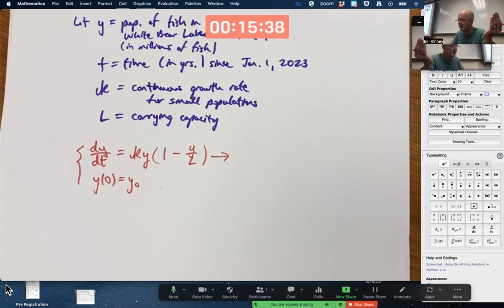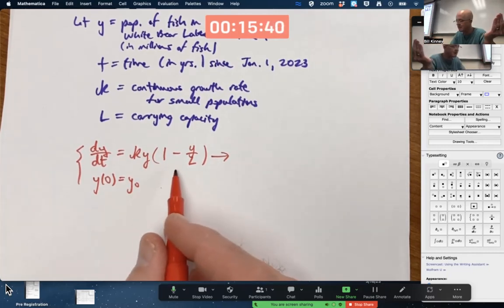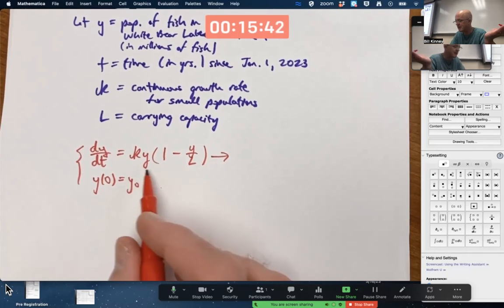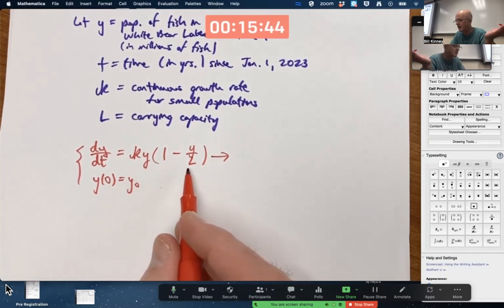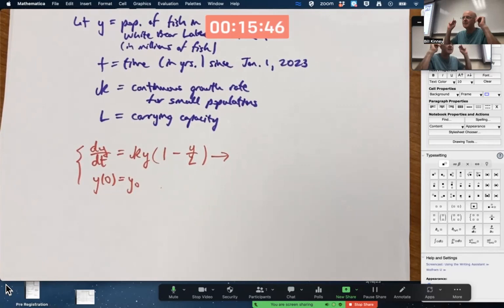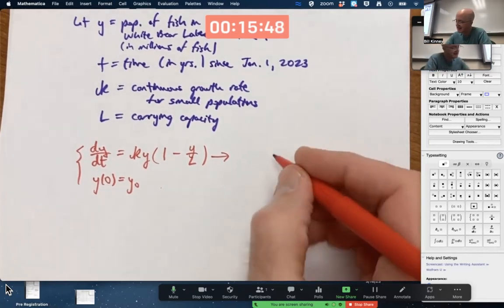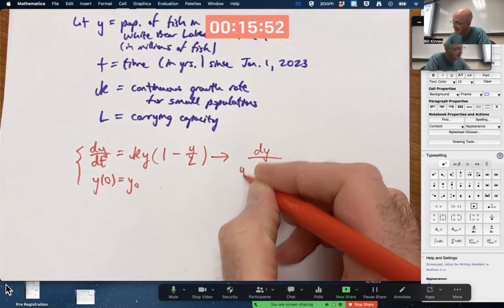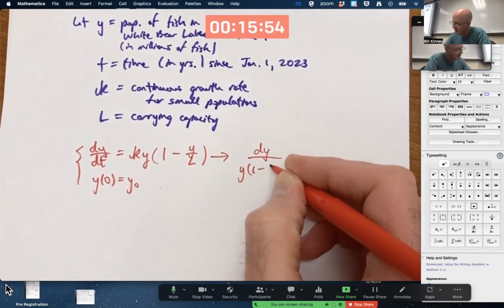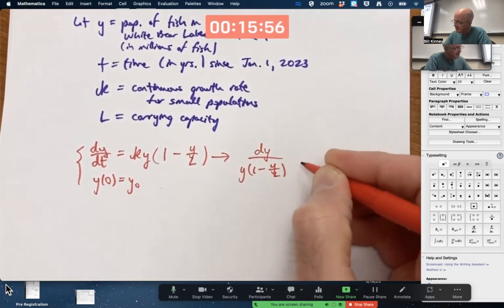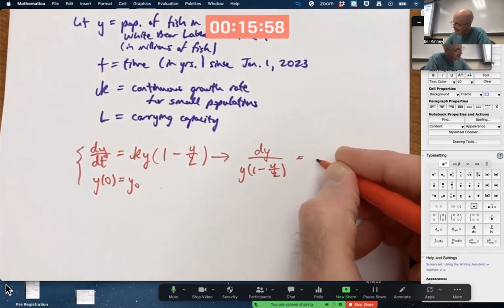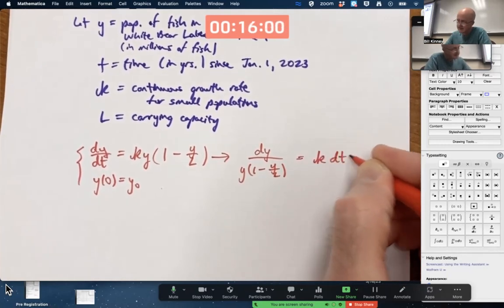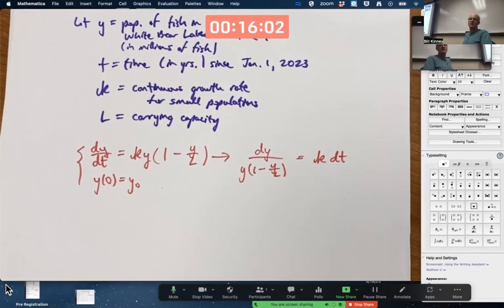I'm going to divide both sides by everything that involves y. In fact, essentially divide everything by y times 1 minus y over L, and pretend like I'm multiplying everything by dt, even though that's not literally what's going on. I'm really just rewriting the differential equation in an equivalent form, pretending that I'm multiplying both sides by dt and writing the differential equation in this form. And this is where we get the urge to integrate both sides, and that is a good idea.